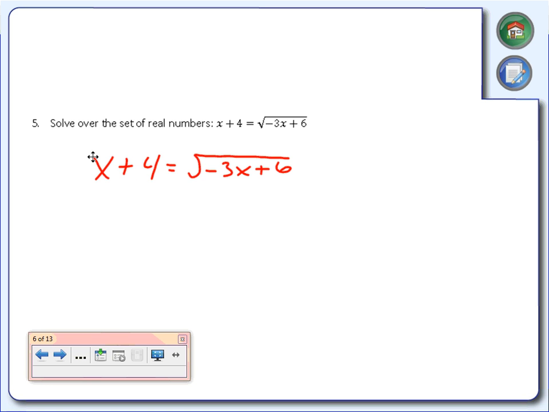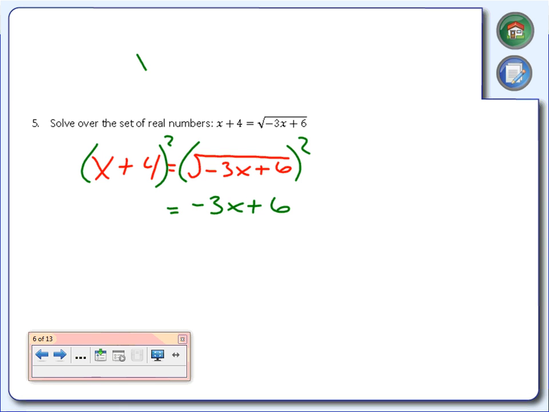Once you've done that, then you can square both sides. And the reason we're squaring both sides is so that we can get rid of the square roots. So the square root of this thing squared is just the negative 3x plus 6. That's no big deal. What's a little trickier is squaring the x plus 4.